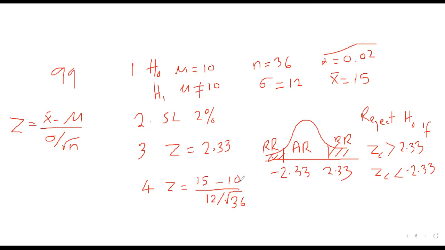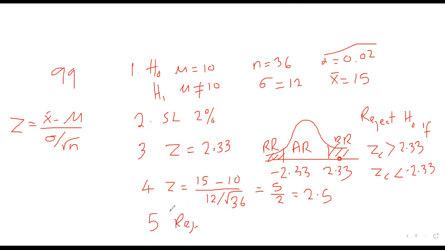So 15 minus 10 is 5. Square root of 36 is 6. 6 into 12, 2. 2 into 5, 2.5. Then you identify the 2.5. Where's the 2.5 in the accept and the rejection region? It is here in the rejection region. So our decision here will be what? To reject H0.